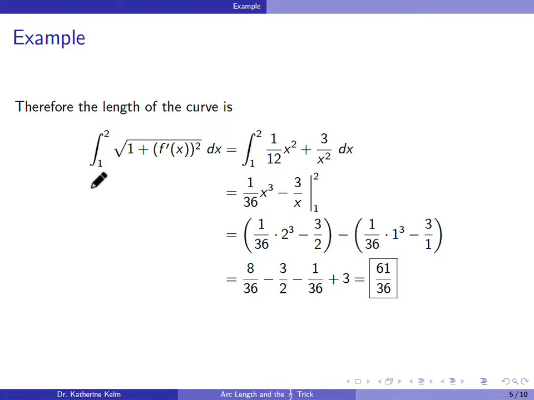The length of the curve is the integral from 1 to 2 of 1/12 x squared plus 3 over x squared dx. An antiderivative of this integrand is 1 over 36 x cubed minus 3 over x. Evaluate from 1 to 2, and you should get a final answer of 61 over 36.